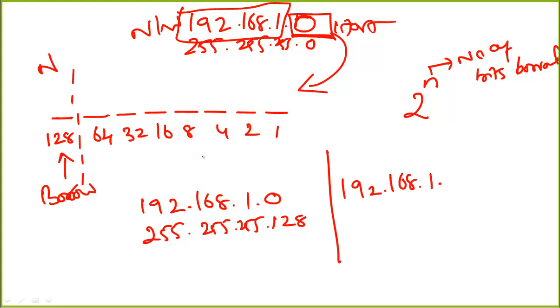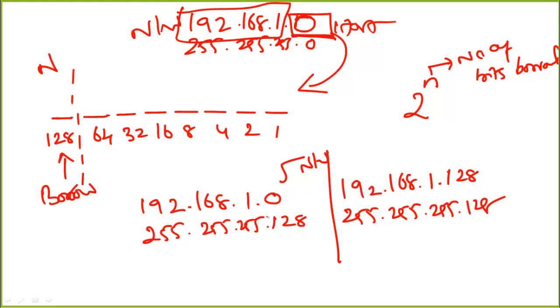The next network will be 192.168.1 dot, what is the position value here? 128, right? So that will be the next network address. Again, this network is also going to share the same subnet mask 255.255.255.128. So with this, if we calculate, 0 is going to be the network address. What will be the broadcast address? We know that the next network starts at 128.